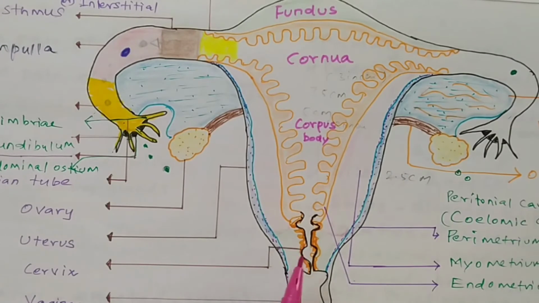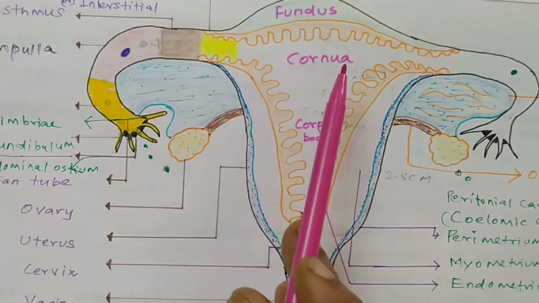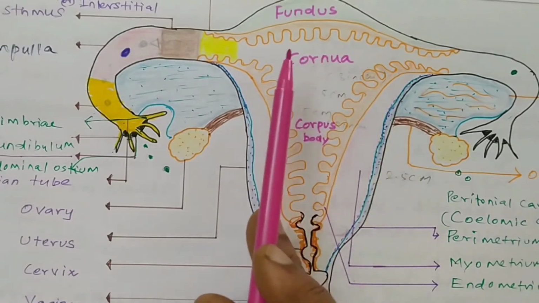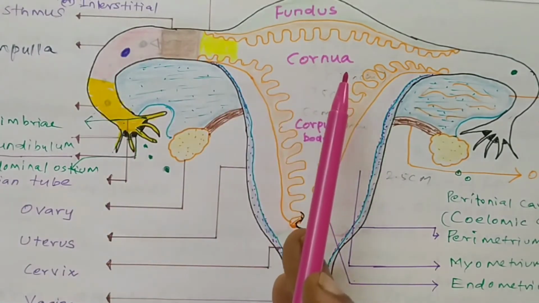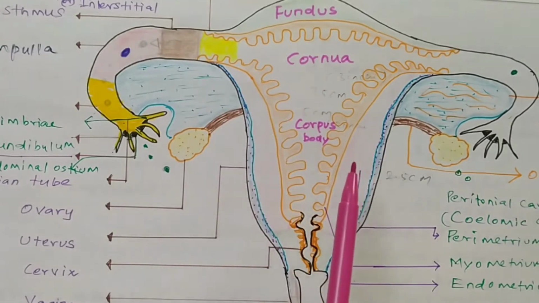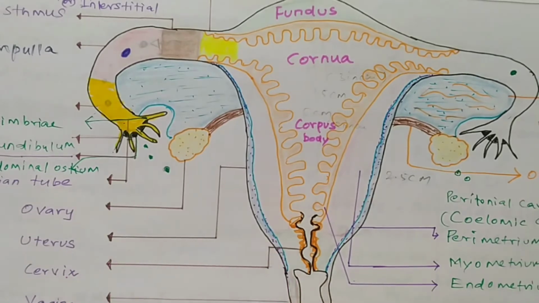So there are 4 parts. Number 1, the uppermost part, the fundus, round and thick walled. Next to the fundus, the upper part where the fallopian tube enters the uterus is termed the cornua. Then the middle prominent part is termed the corpus or body, and the lower narrow region is termed the cervix. Remember, the cervix is also part of the uterus.